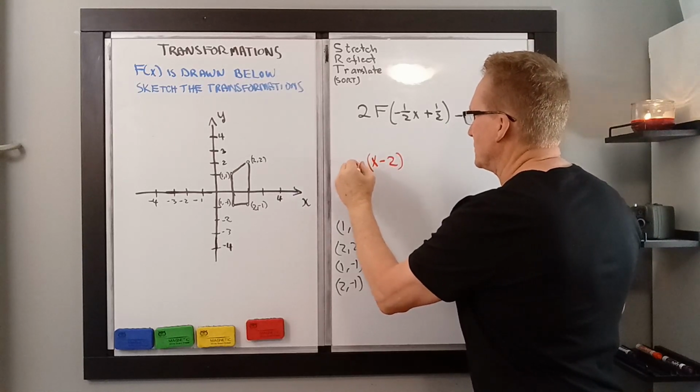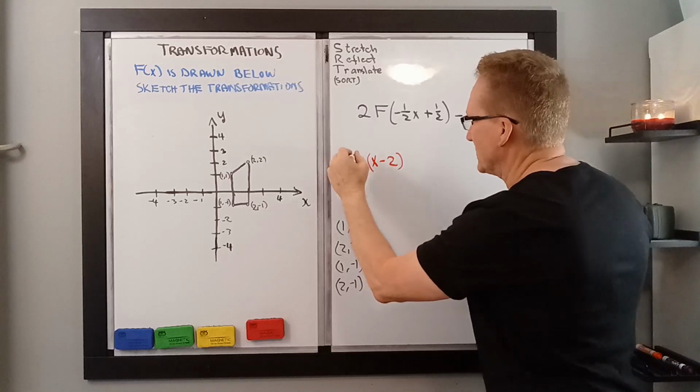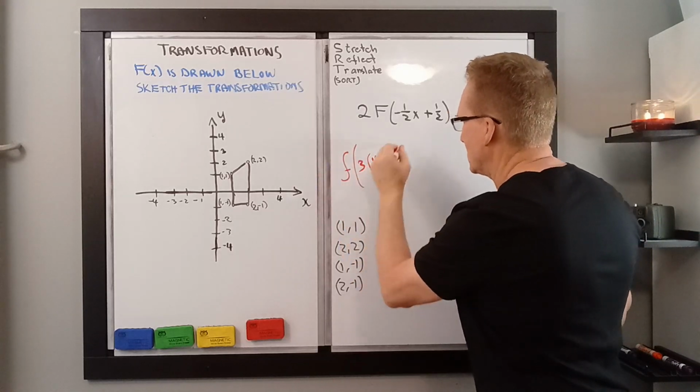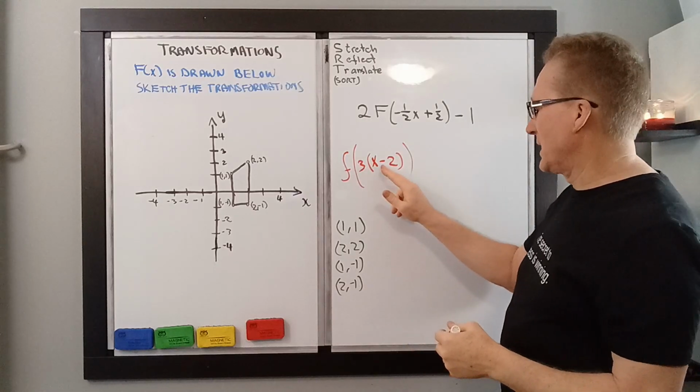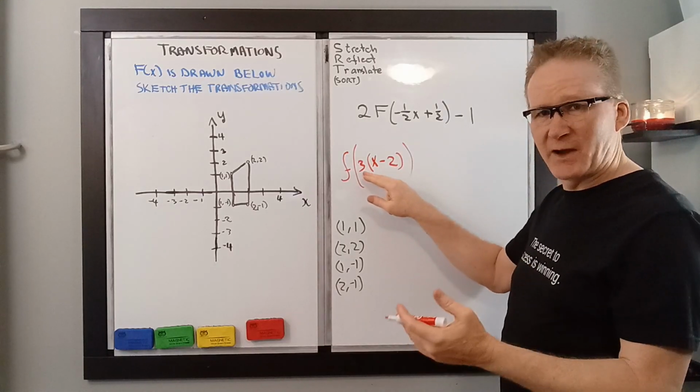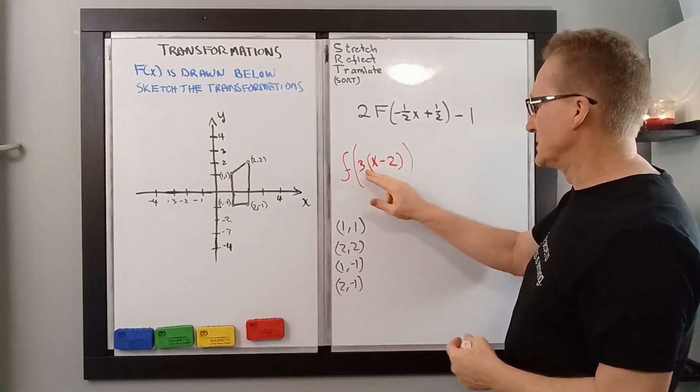X minus 2 times 3, where this is a stretch factor. This is all inside the function here like this. This is a stretch factor. This is a translation to the right in this case. So remember, we're doing the opposite. This would be a stretch factor of 1/3 or a squeeze of 1/3.